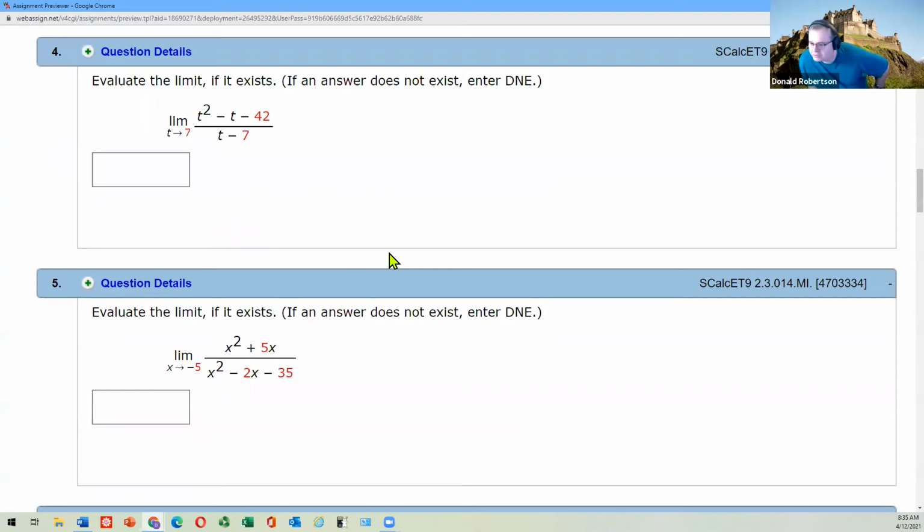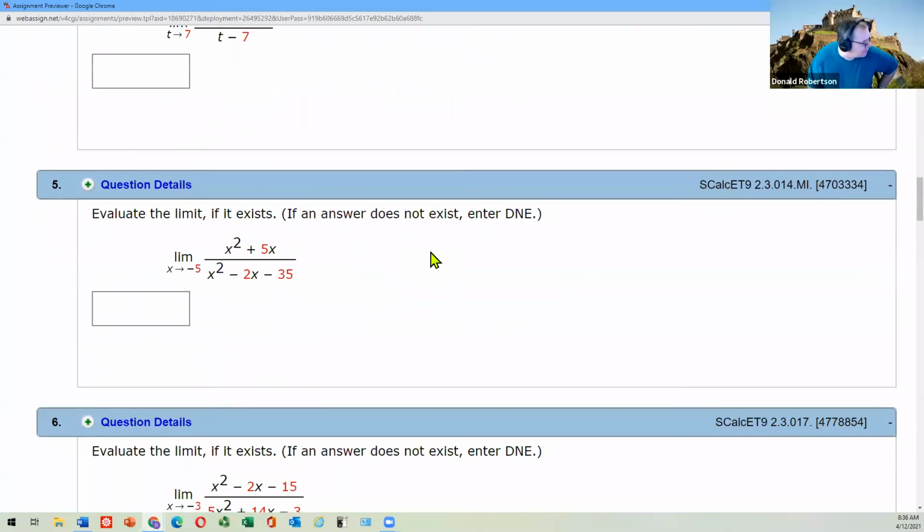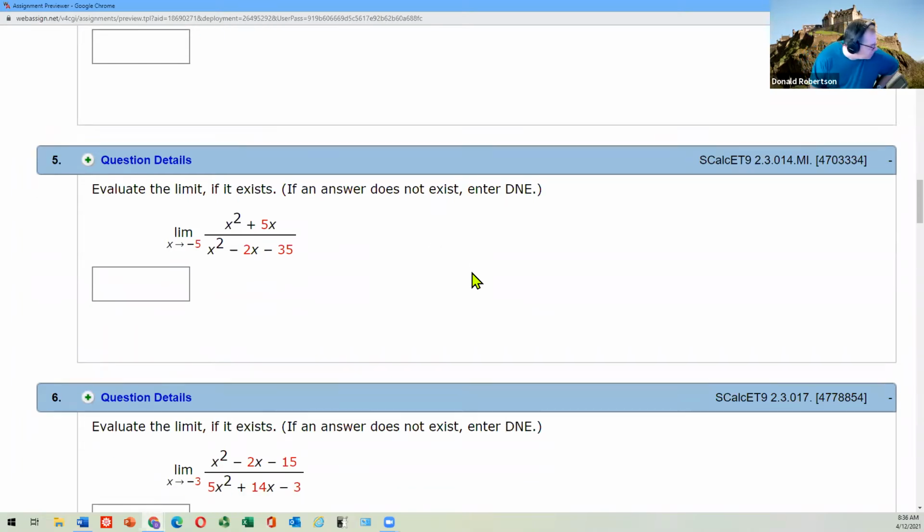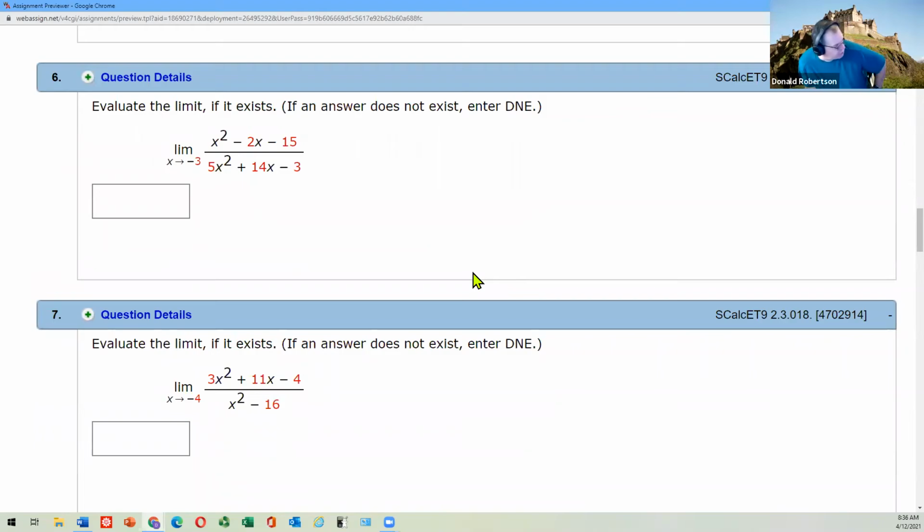What technique will I use for question 4? What do you do for question 4? Algebra. You'd have to factor it out and then cancel. Right, so this is a factor and cancel situation. Question 5 is a factor and cancel. Agreed? Does that look good? Take out a common factor of x on the top and you've got a trinomial on the bottom. Would you agree that 6 and 7 are factor and cancels?